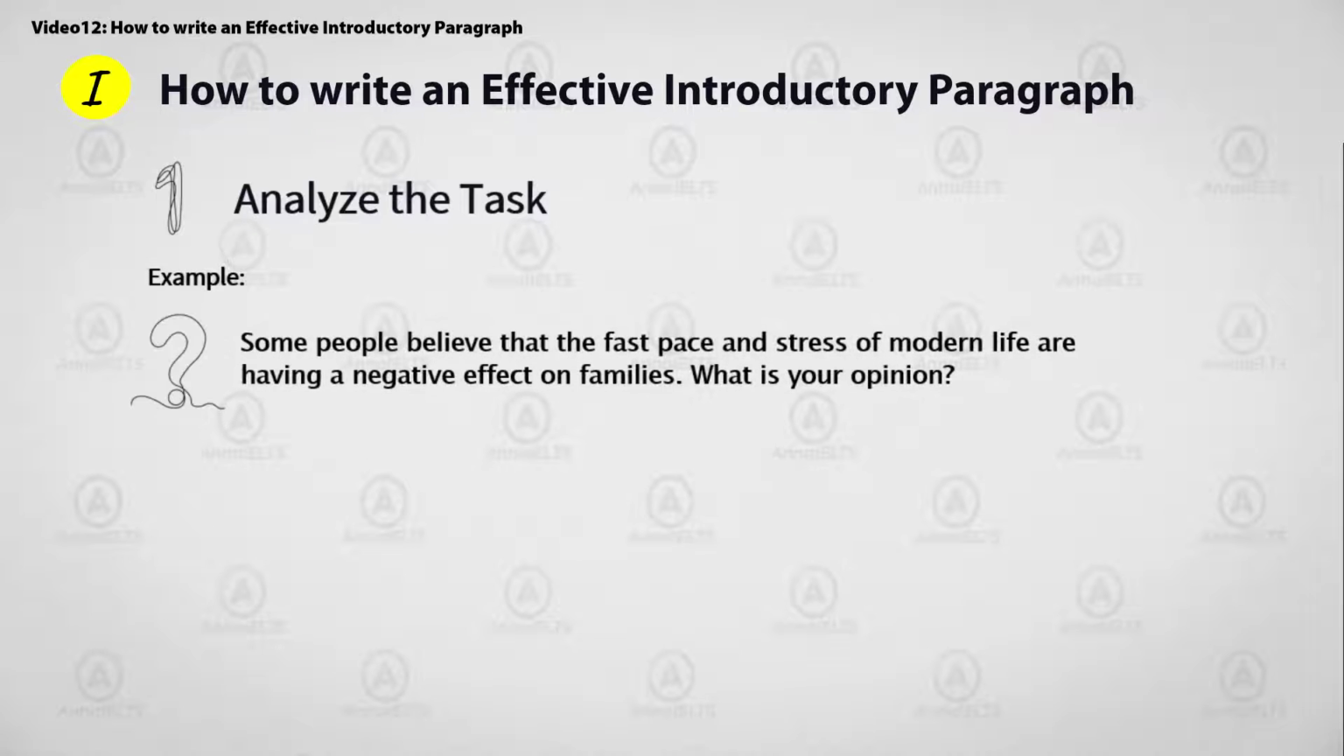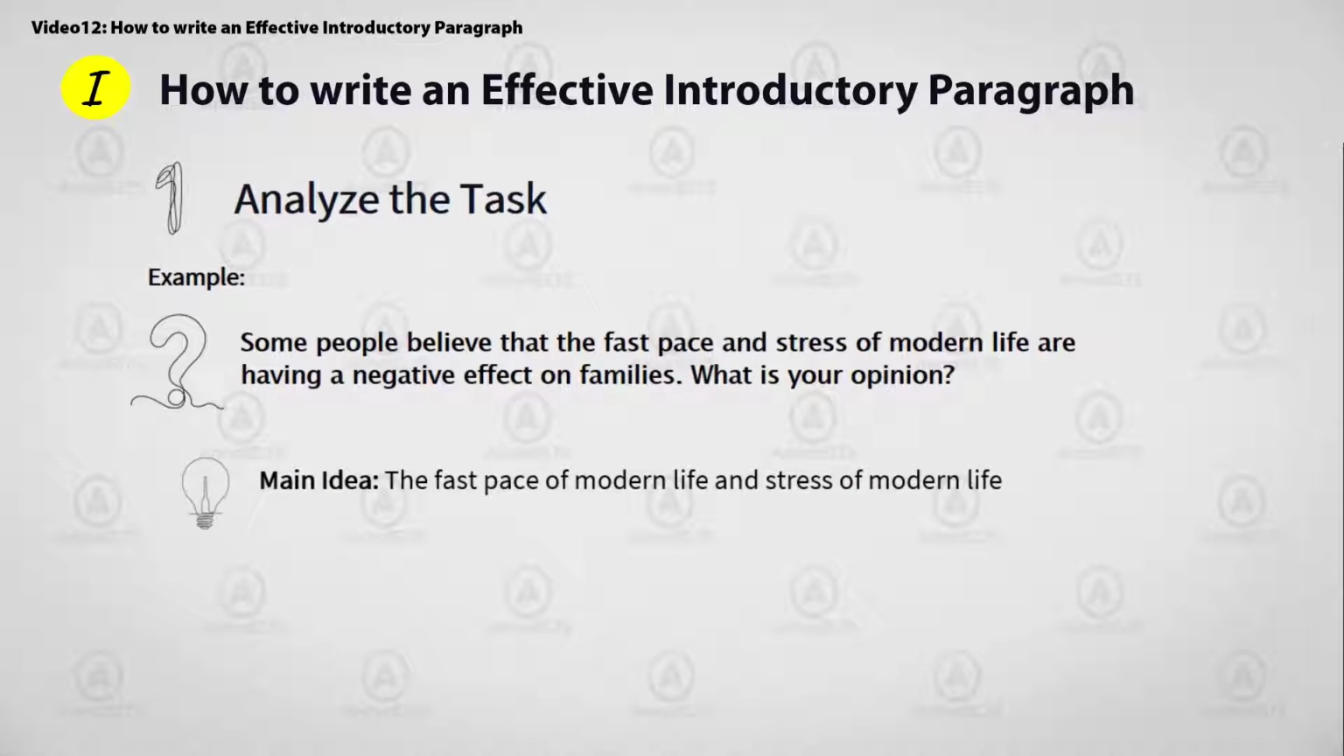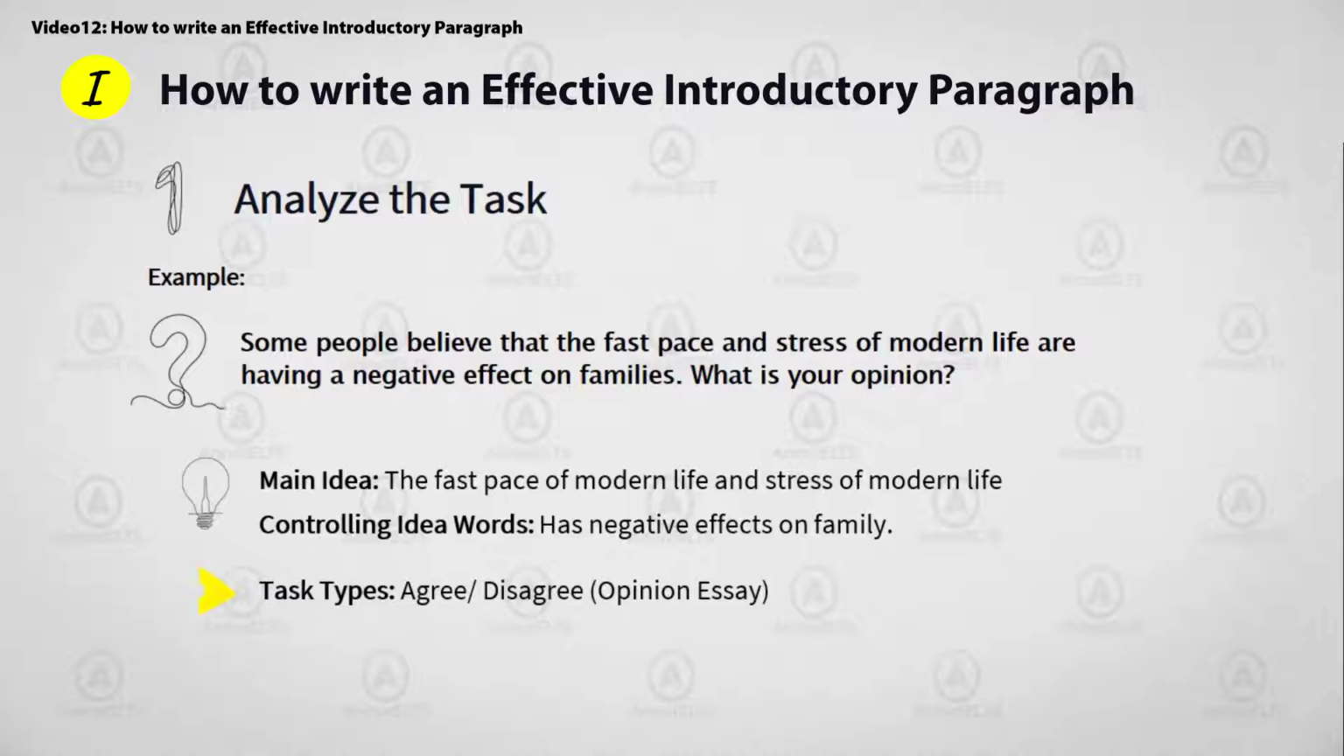Some people believe that the fast pace and stress of modern life are having a negative effect on families. What's your opinion? Let's analyze the task. First, main idea: the fast pace of modern life and stress of modern life. What are the controlling idea words? Has negative effects on family. And task type: it's an opinion essay because it has agree or disagree words.